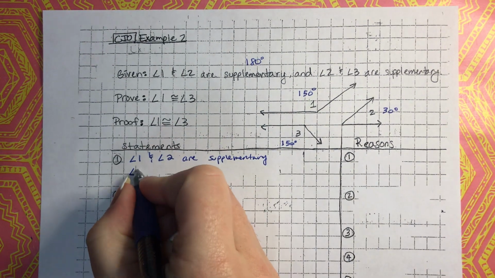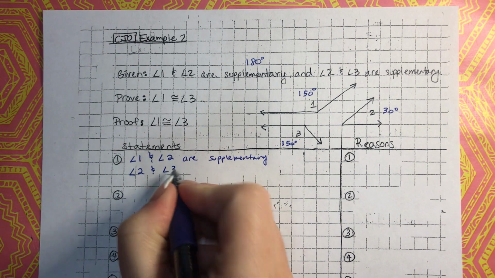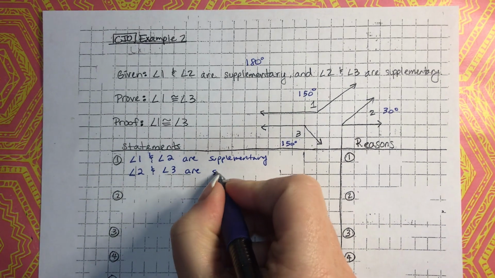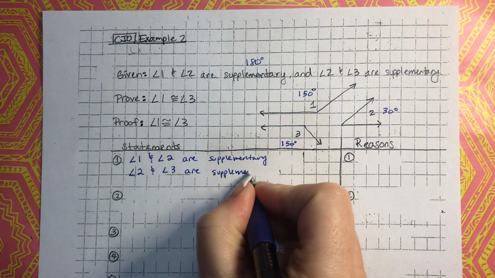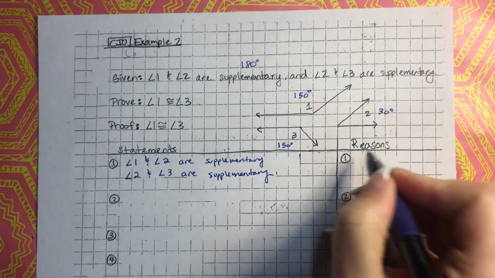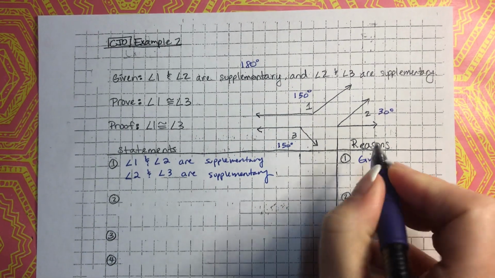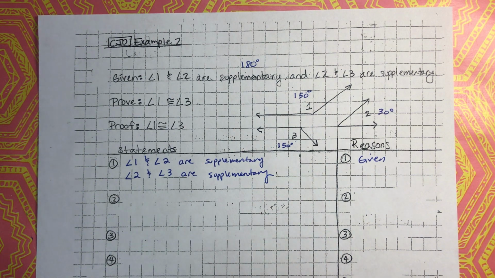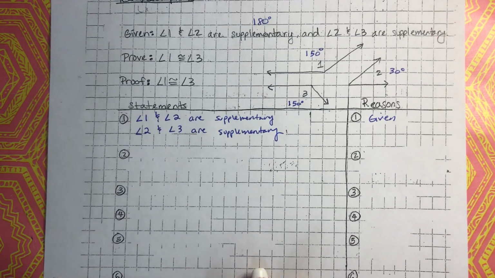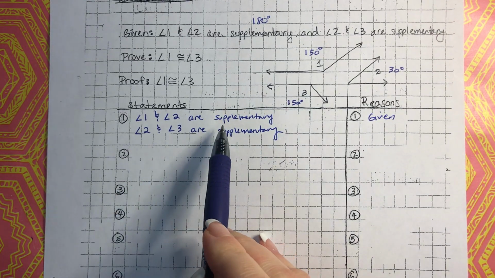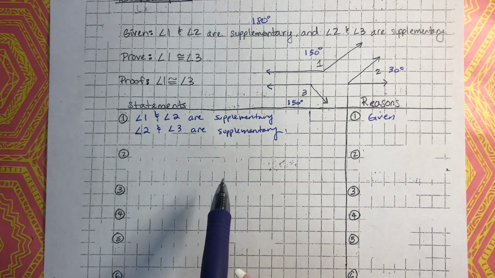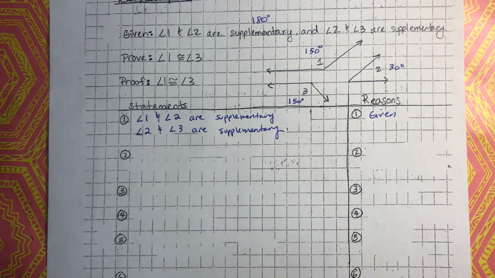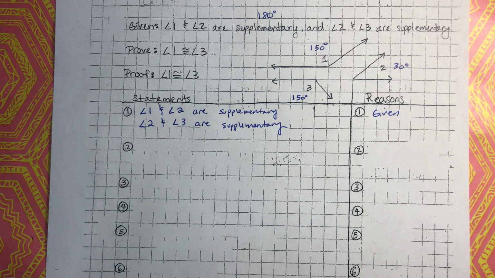And angle 2 and angle 3 are supplementary. And that is given. Now, in one of the previous examples, there was something I talked about, and I was like, hey, whenever you see this, you have to remember that you can do something else, and it has to do with writing an equation. Do you guys remember what that was?